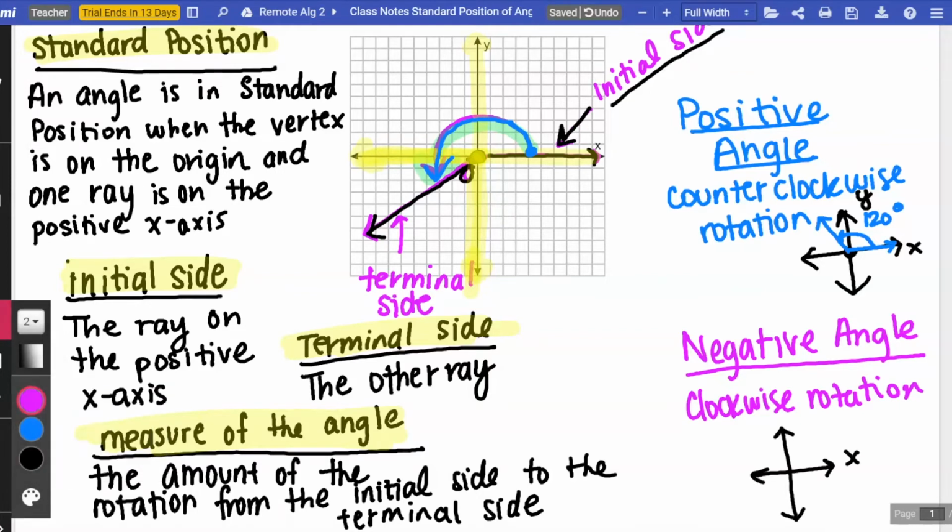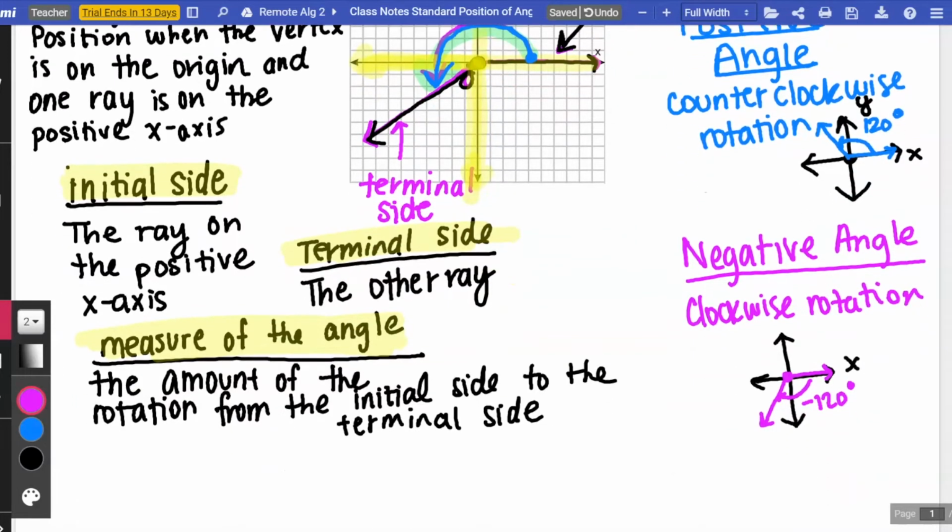Let's put our initial side on the positive x-axis, where it goes. Our vertex is at the origin. And then let's rotate this direction 120 degrees. And we just created a negative 120-degree angle because we rotated clockwise instead of counterclockwise.